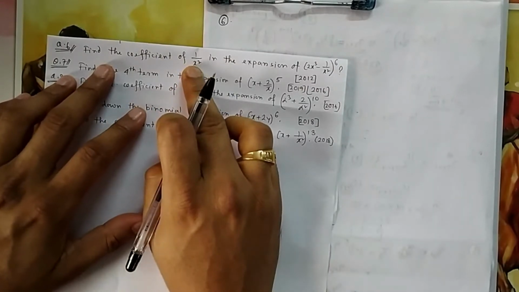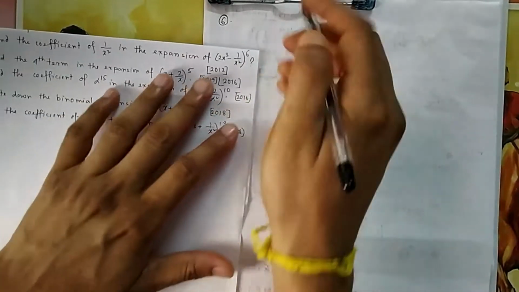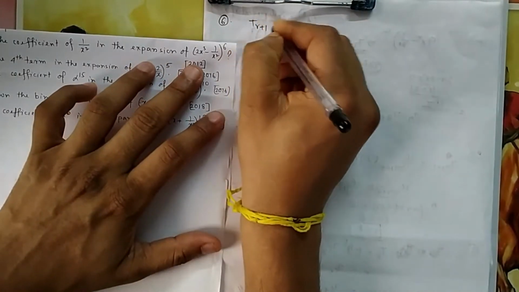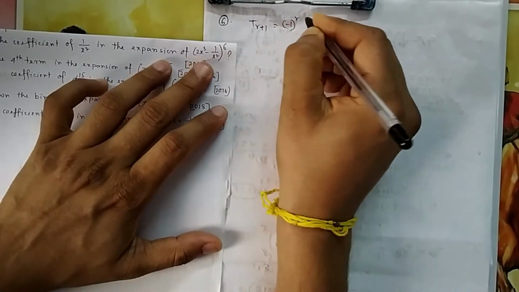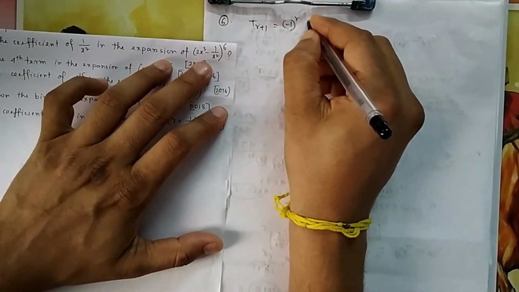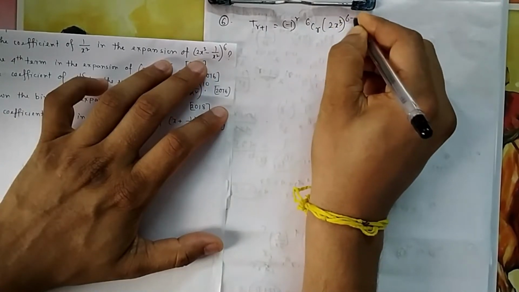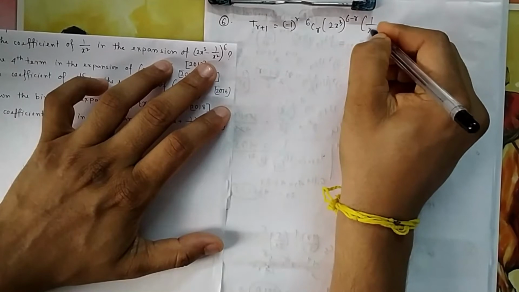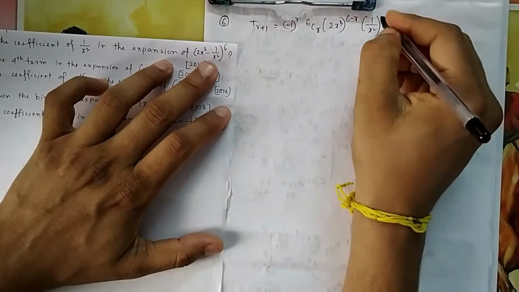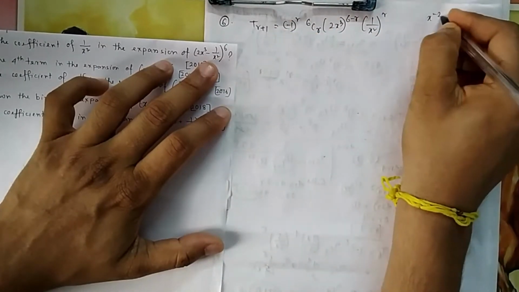In question 6, they have asked: find the coefficient of 1 by x squared, that is x to the power minus 2, in the expansion of this. Again, same as before, we will consider T(r+1). Minus 1 to the power r, 6Cr, (2x cubed) to the power 6 minus r, and then (minus 1 by x squared) to the power r. So you need to find the coefficient of x to the power minus 2.